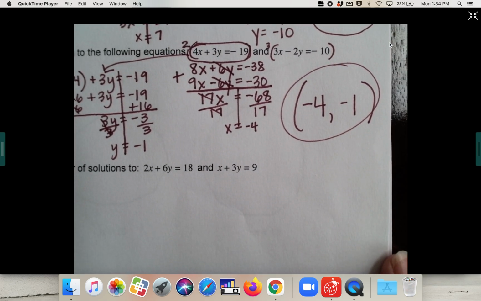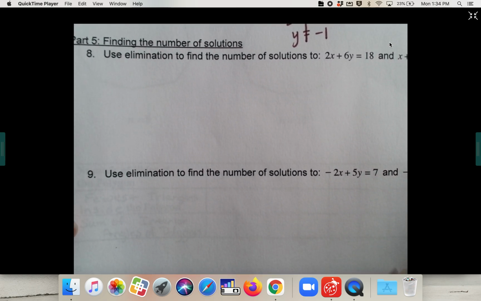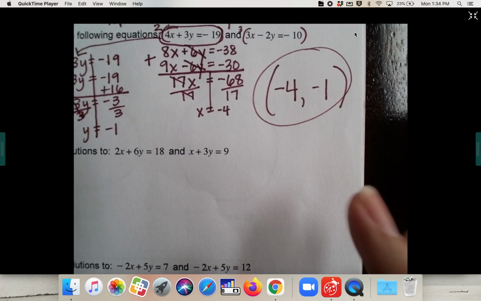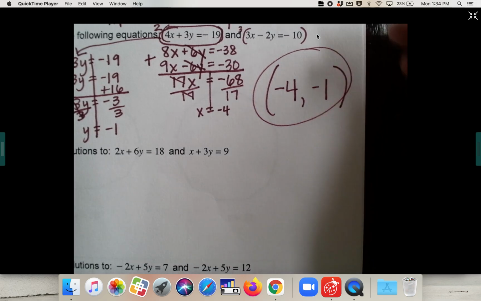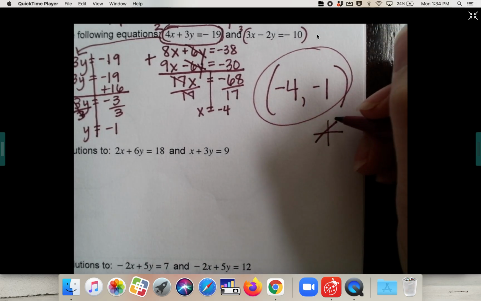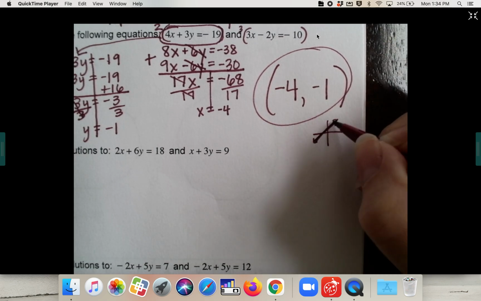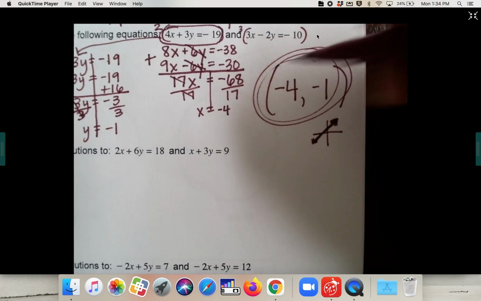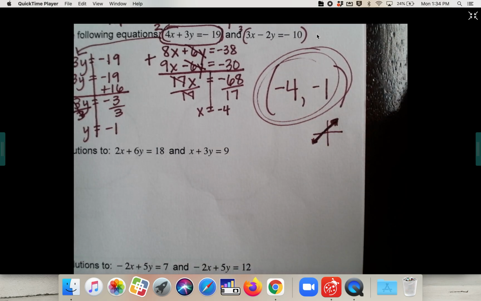All right. The last part in today's lesson is finding the number of solutions. So sometimes what you're going to find is there aren't exactly one place that they intersect. So think back to our previous notes. If you had a line and when you graphed it, you graphed the other equation and it was exactly the same line on top of the other one, that meant that they didn't just meet in one spot like this one did. It would mean they meet everywhere, which is called infinitely many solutions.